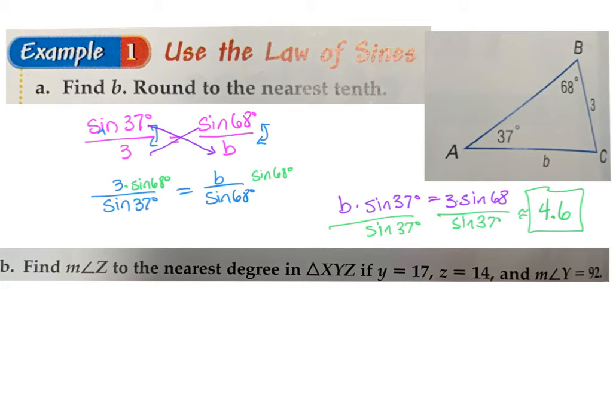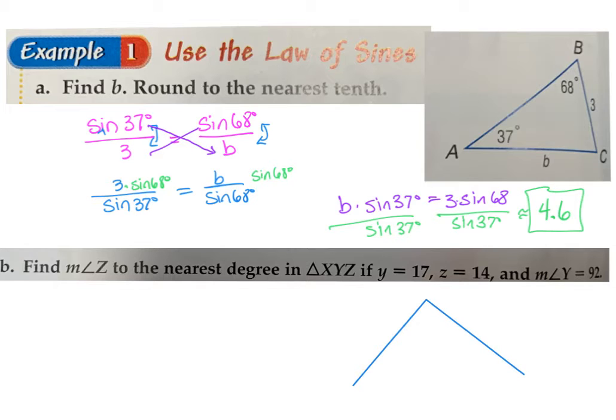Look at the second example here. Find the measure of z to the nearest degree in triangle xyz, if y is 17, z is 14, and the measure of angle Y is 92. They did not give us a triangle, so we are going to draw a triangle so that we know what we're doing here. All right, so we have triangle xyz. We're going to draw our triangle.